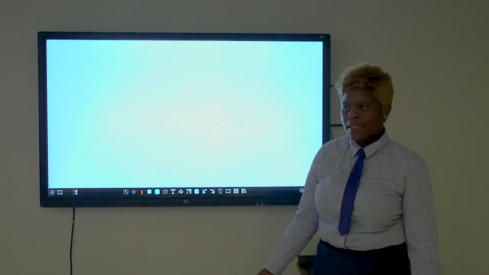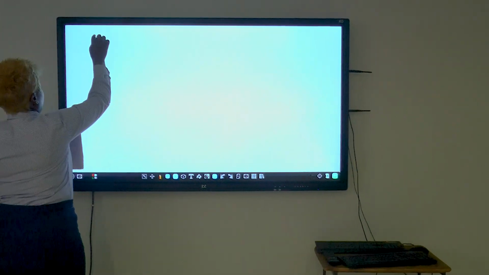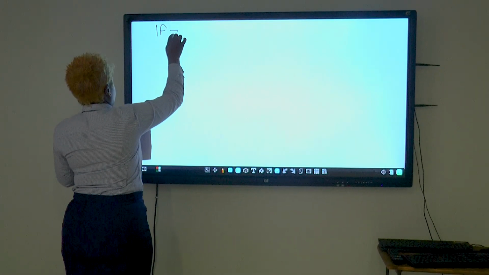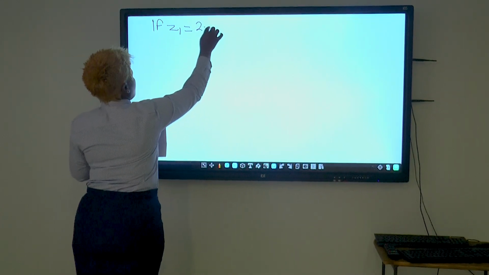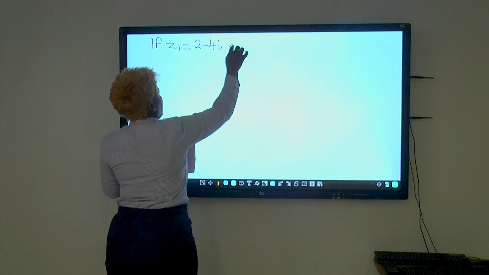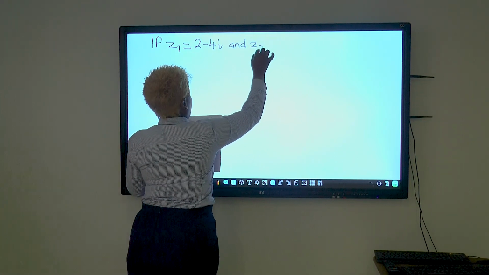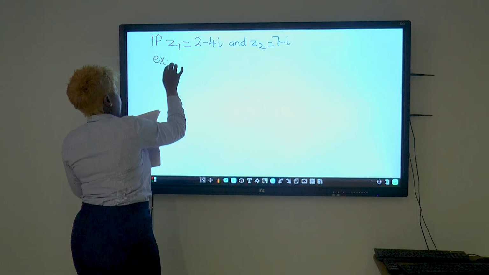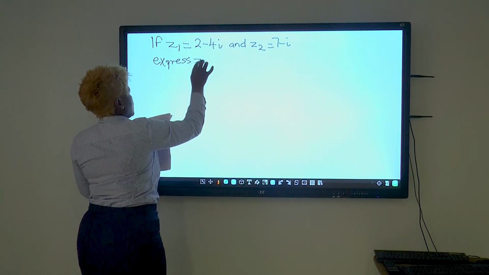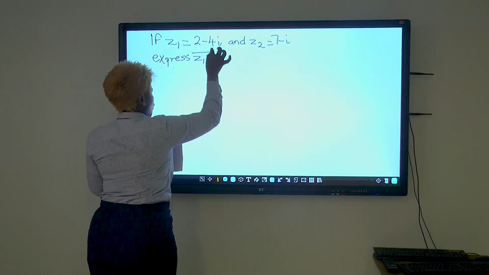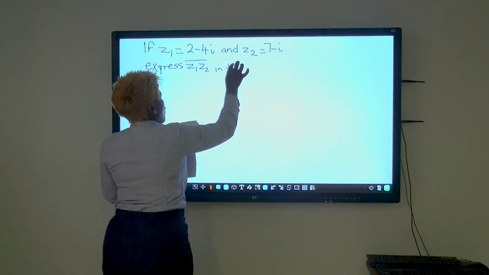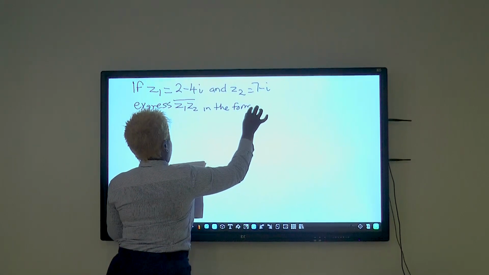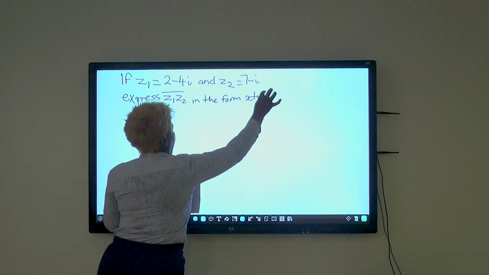Welcome back, learners. Let's continue with more examples. I have another example here with me. If Z1 is equal to 2 minus 4i and Z2 is equal to 7 minus i, you are asked to express Z1 and Z2 conjugates in the form x plus yi.